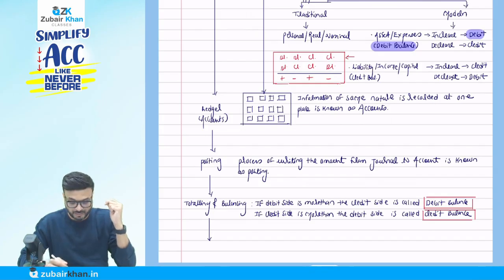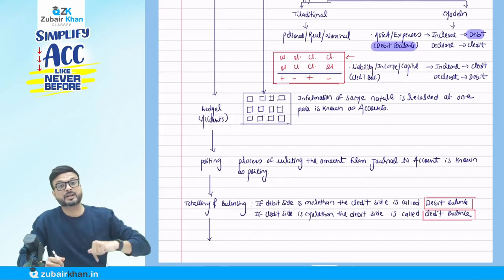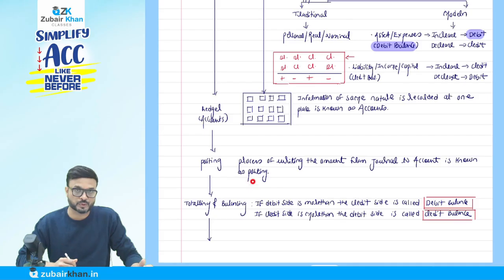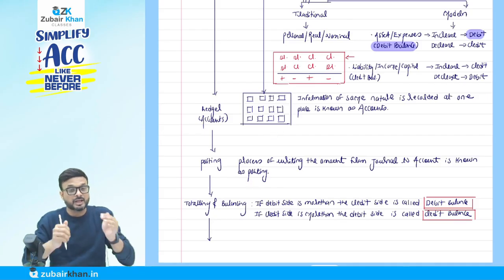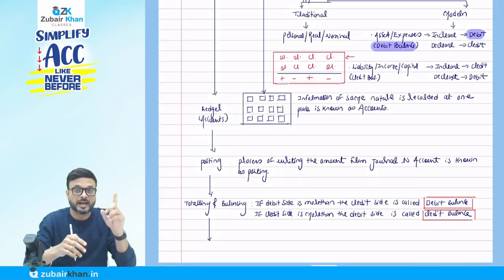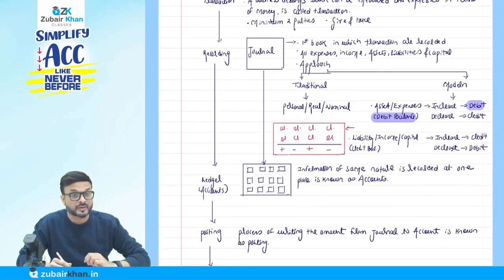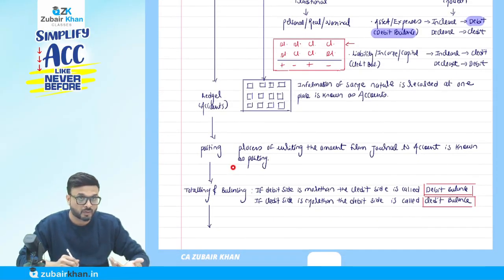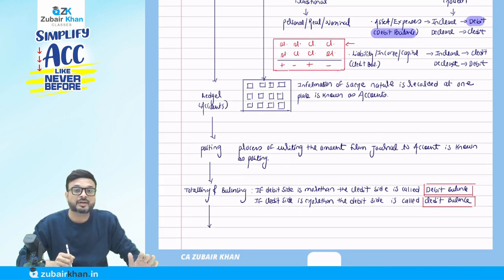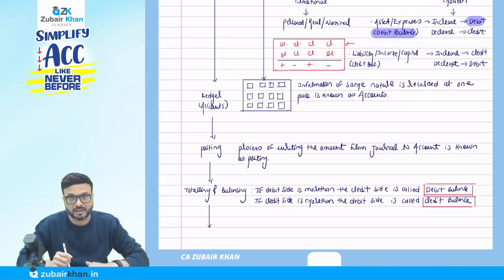the process of transferring the information from journal to ledger, we call posting. And what are these accounts? The information of the same nature that we record at one place, we call accounts. Then we do the totaling and balancing of all the accounts. If in my account the debit side is more than the credit side, we call it a debit balance. If the credit side is more than the debit side, we call it a credit balance.